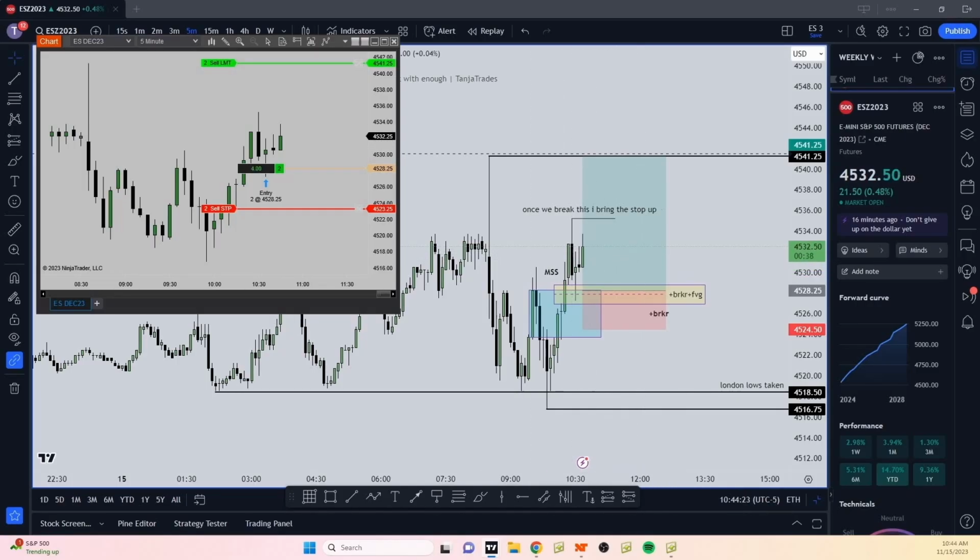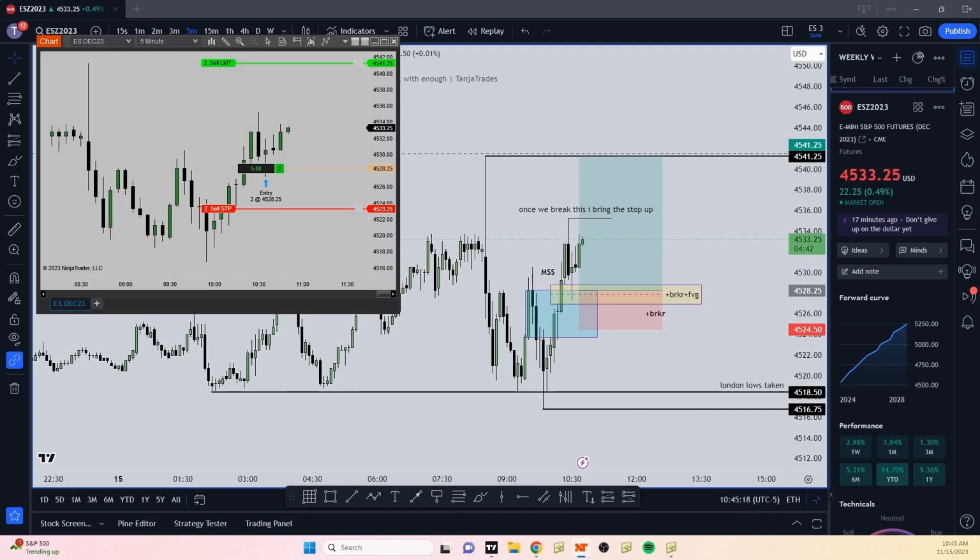And then here I'm monitoring that high that it made, and I want to see the reaction towards it. So once we break above it, I'm bringing my stop up.